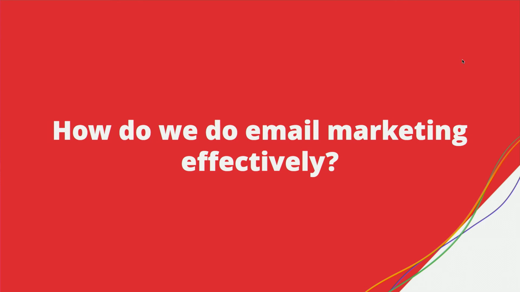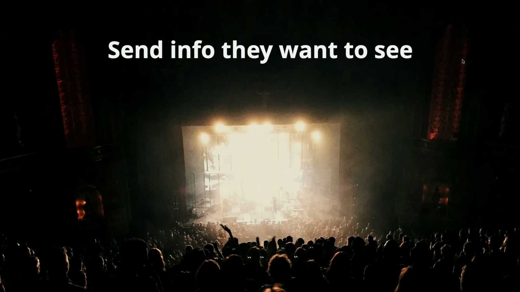And as I've been saying, I'm going to keep looping around just to keep hitting the same points over and over and over, just so it's all sticking with us: to do email marketing effectively, we have to send information that our audience wants to see. You have to give the people what they want.